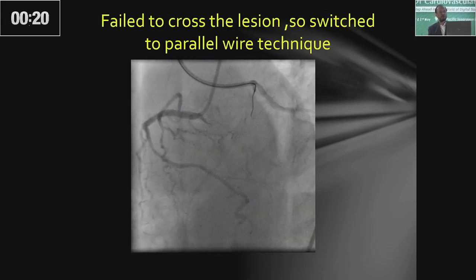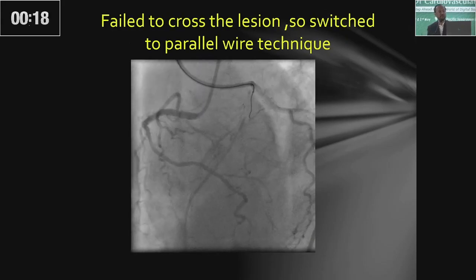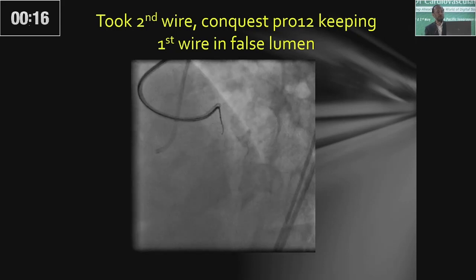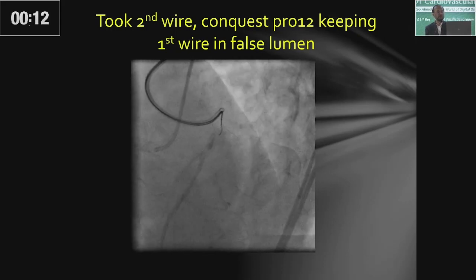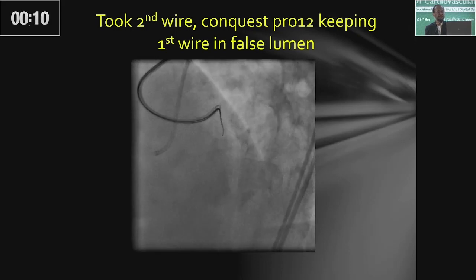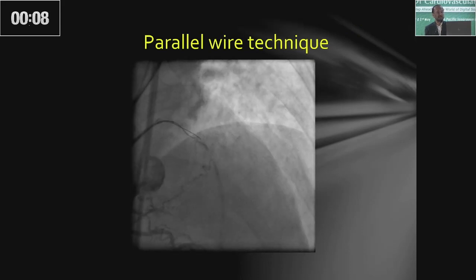Then I went for the parallel wire technique. The second wire was Conquest Pro 12. So keeping the first wire in the false lumen, I tried the Conquest Pro 12 wire. It acted as a guide. So this is the parallel wire technique.